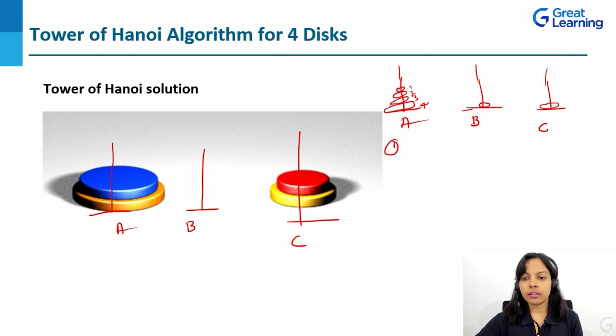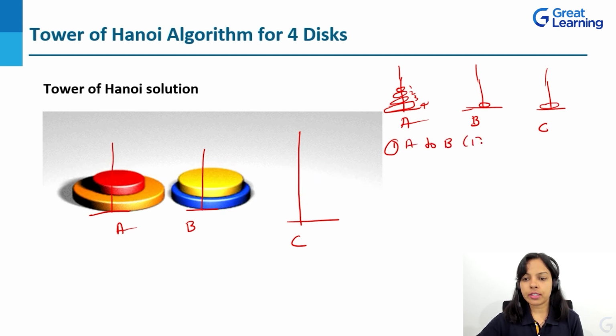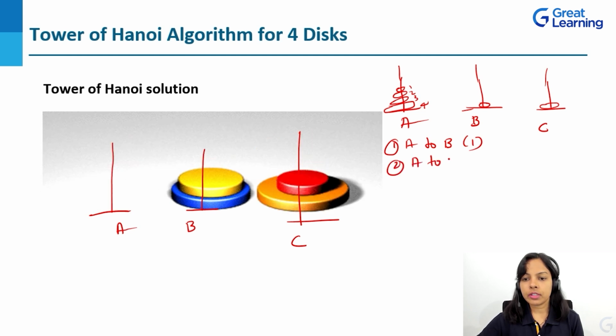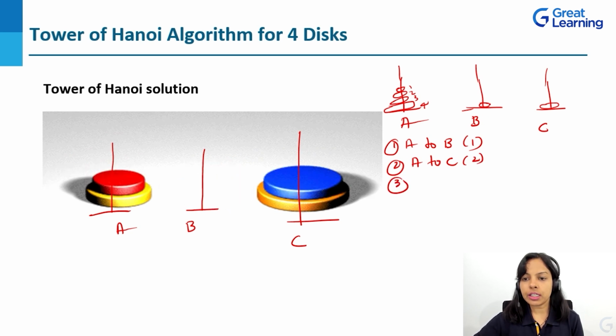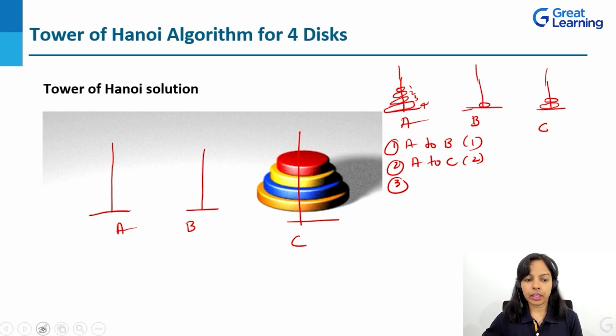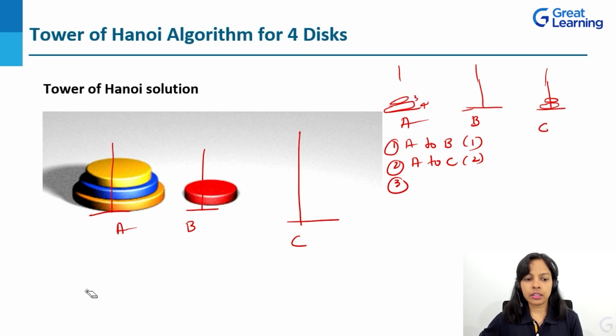Okay, and so first from A to B, we move the first disk. The second step, we moved from A to C, the second disk. Then in the third step, what you have to do is the smallest one, you have to move it over here. Okay, so at this point of time, how the figure will look like is here. So this will be deleted.